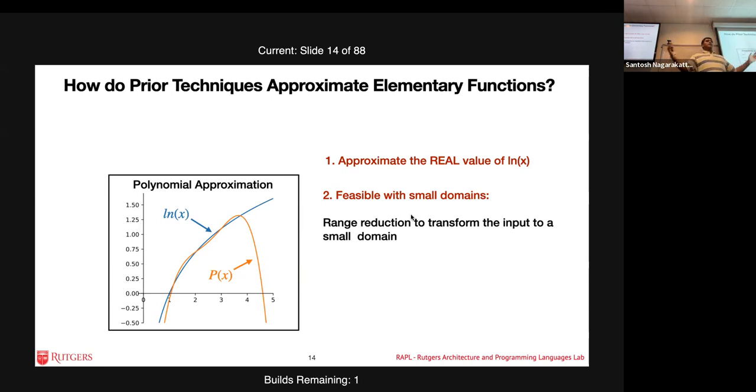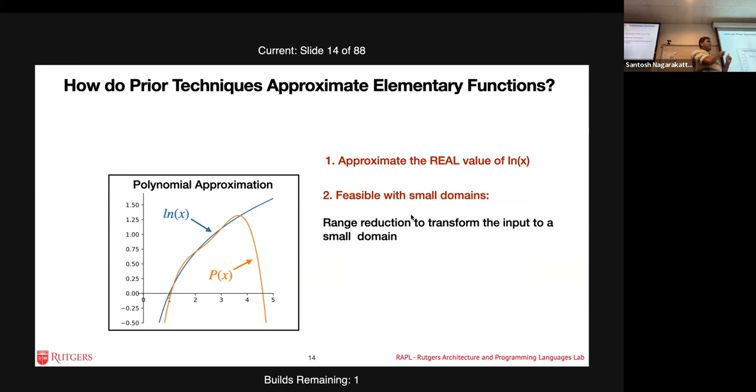So let's say you got 1024 or 1024.5. The way you would translate it is that 1024.5 can be written as 2 to the power of 10 times something with a value between 1 and 2. So now, ln of x is ln of 2 to the power of 10 times some other value x dash. Now use the fact that the log of a product is the addition of the logarithms of the individual components. So it will be 10 times ln 2 plus ln of x1. So this is range reduction.